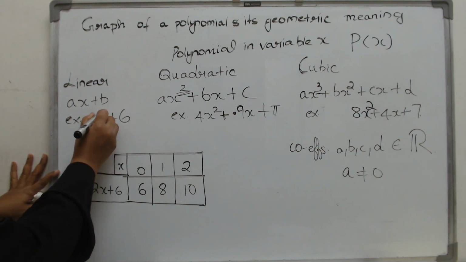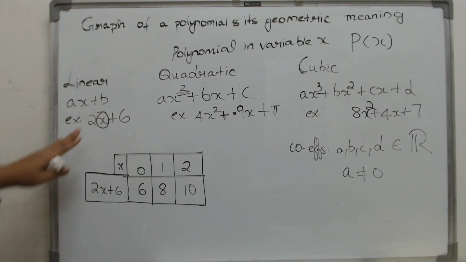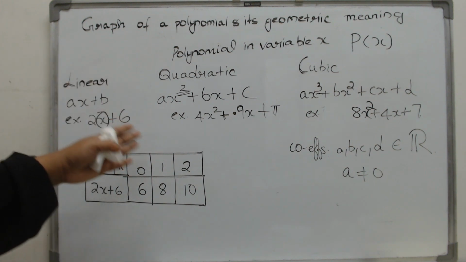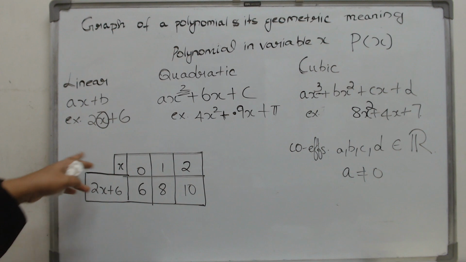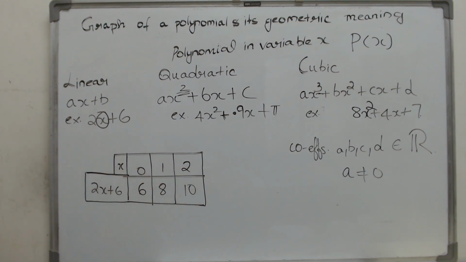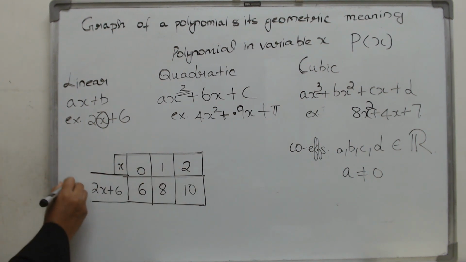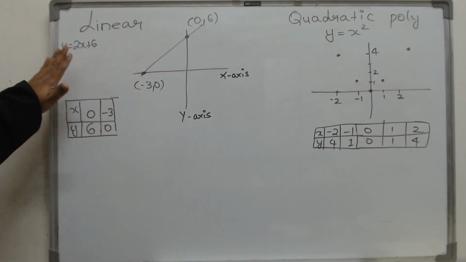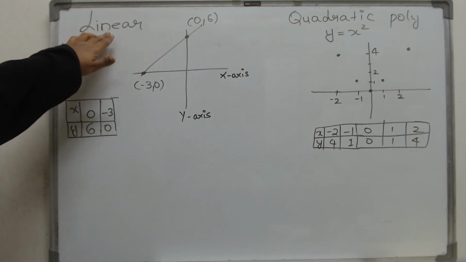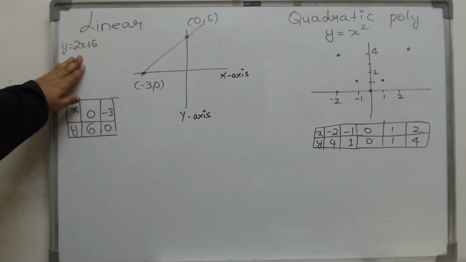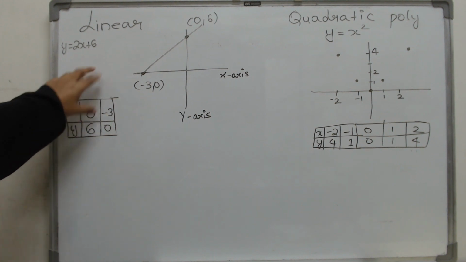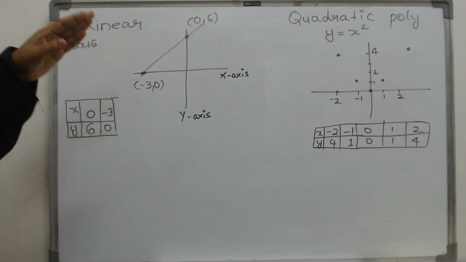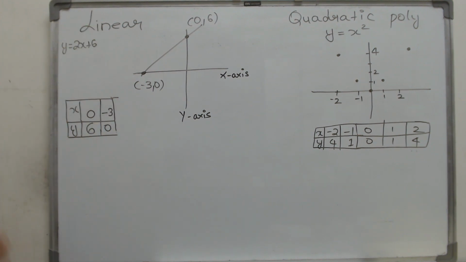Suppose I give values to the variable x and find the corresponding values of the whole polynomial. Then I will get such a table. What if I plot these values along the x-axis and these values along the y-axis? Let us see how that graph looks like. When you start with any random linear polynomial and you plot the points, the figure you get is that of a straight line. It will always be a straight line.